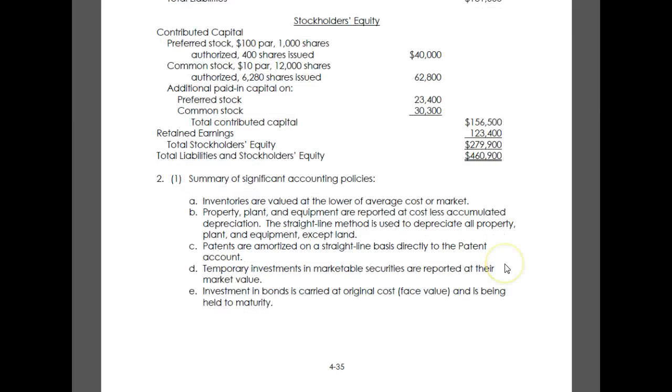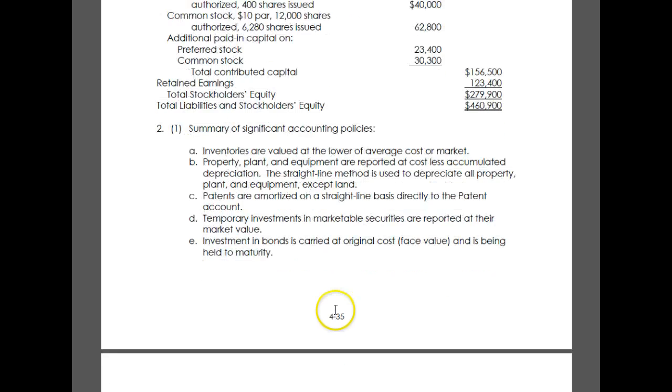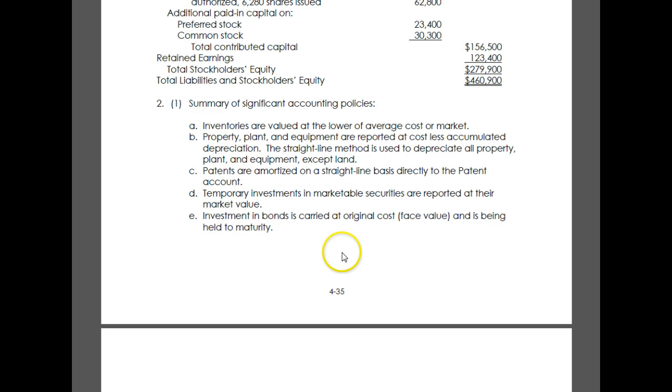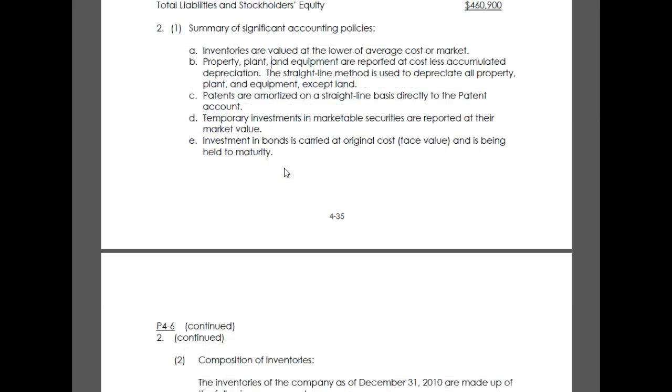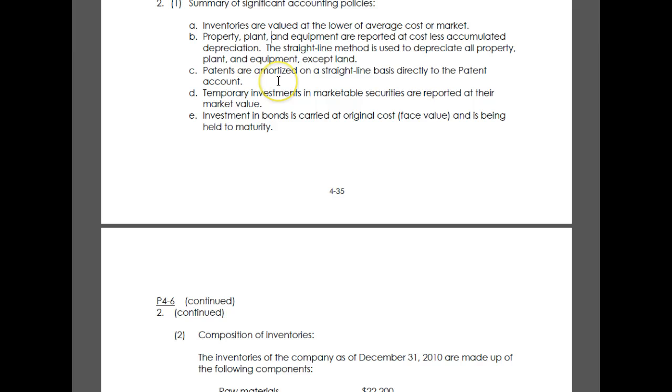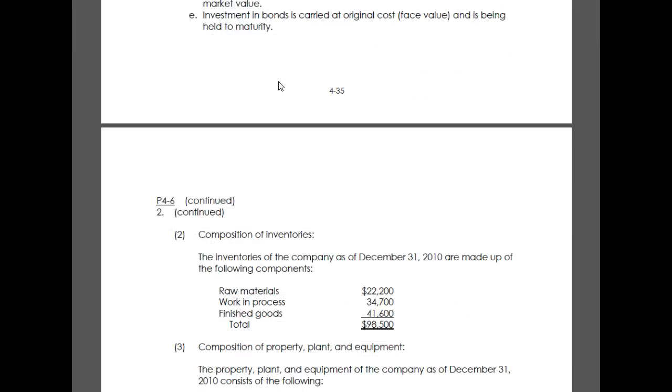And here we are at the notes. So, sure enough, note 1 is a summary of significant accounting policies. And these are just policies. How do I value my inventories? How do I do my plant and property? How do I do the patents and the temporary investments? You can see all the information that shows up in note 1. And usually these are notated by lowercase letters in the alphabet.